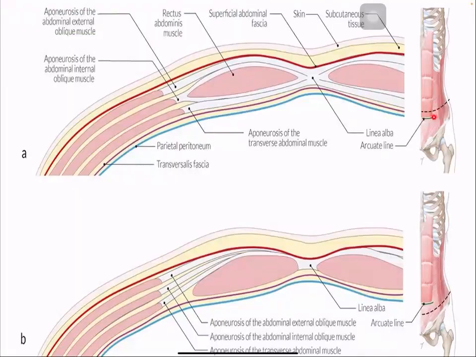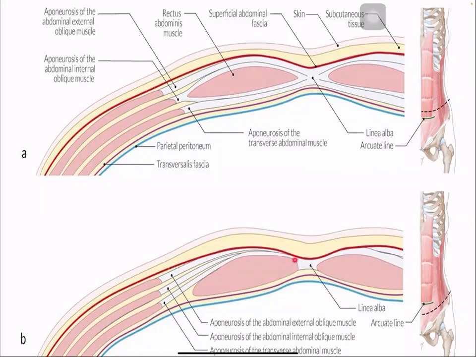This is the arcuate line. This is the cut section above the arcuate line, showing here the rectus muscle. Anterior to the rectus muscle, the anterior rectus sheath is formed by the aponeurosis of the external oblique and the anterior layer of the internal oblique aponeurosis, while the posterior rectus sheath is formed by the transverse abdominis aponeurosis and the posterior layer of the internal oblique aponeurosis.